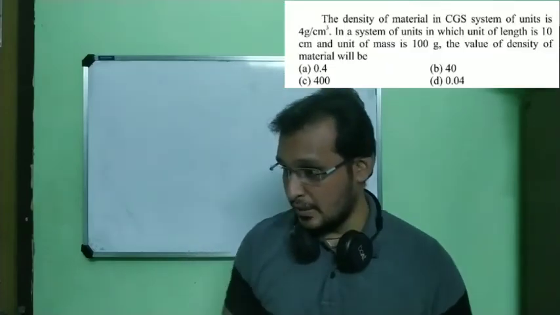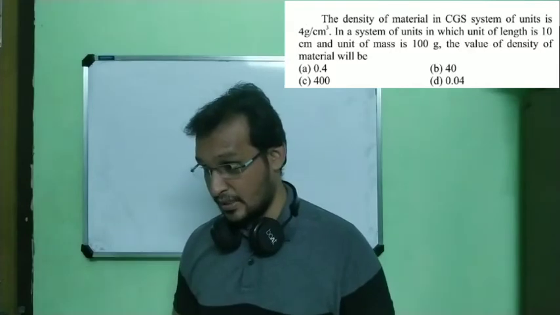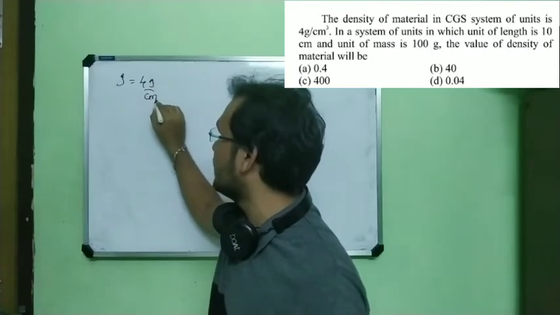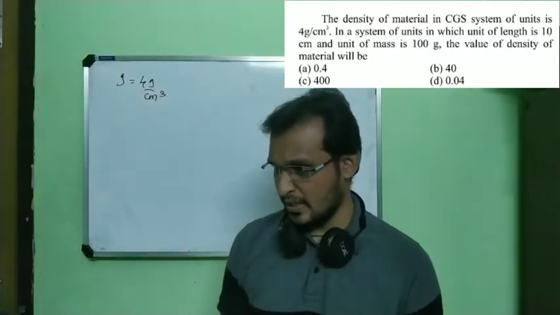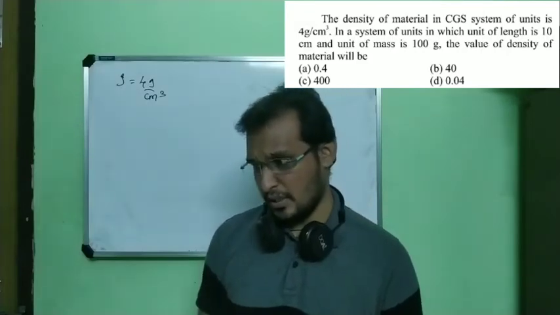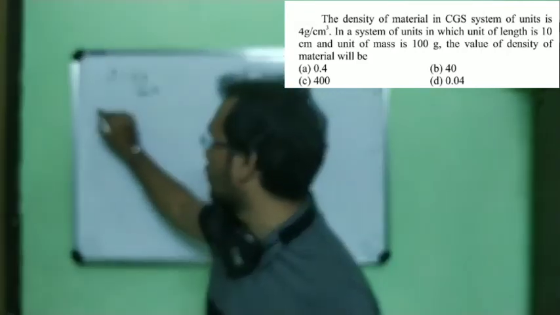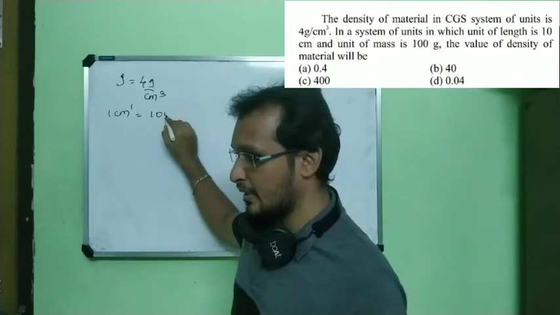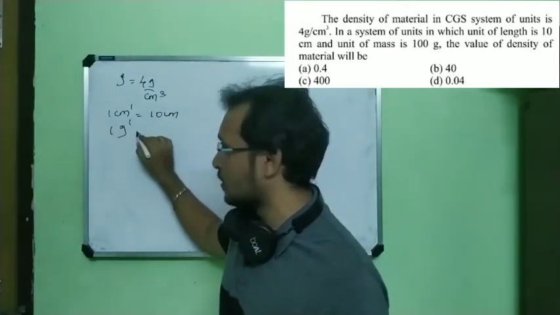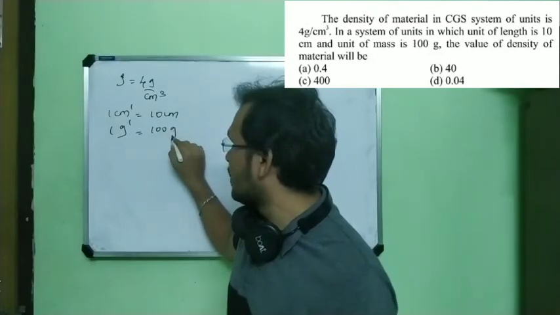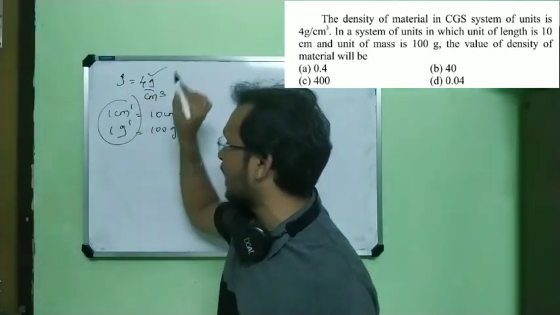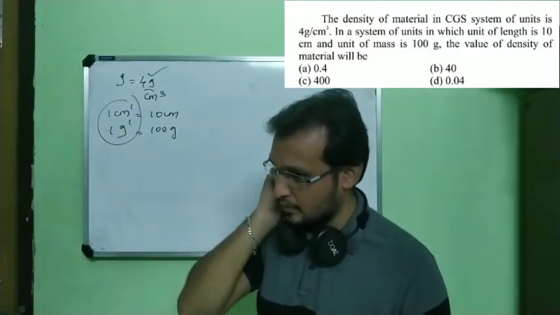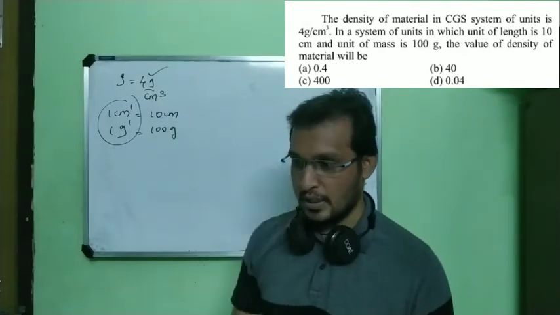So what is the question? Density of material in CGS unit is 4 gram per centimeter cube. Then in a system of units, some new system, the unit of length is 10 centimeters. Let the new unit be centimeter dash. Its value is 10 centimeter, and the unit of mass is 100 gram. So in this system of units, what will be the magnitude of density? Options are 0.4, 40, 400 and 0.04.